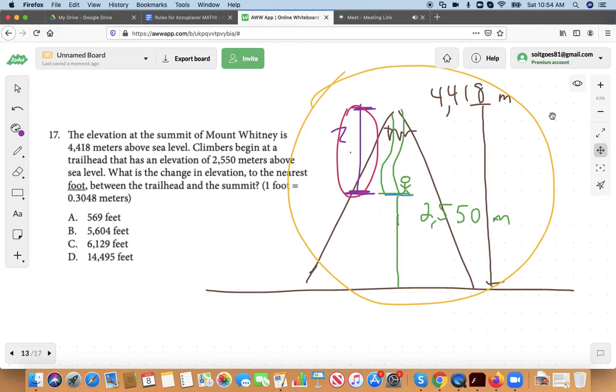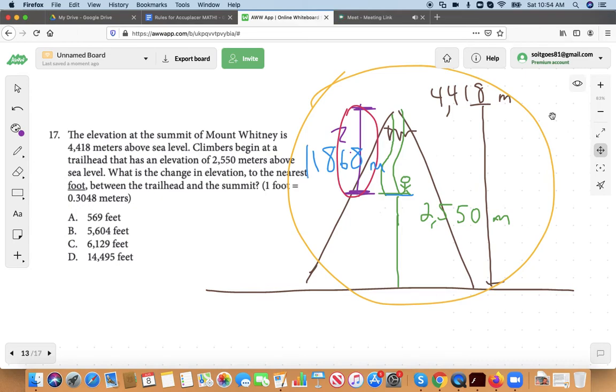1,868. I'm doing the same thing here. What'd you get again? 1,868. That's what I got too. And I think that's the answer. 1,868 meters.